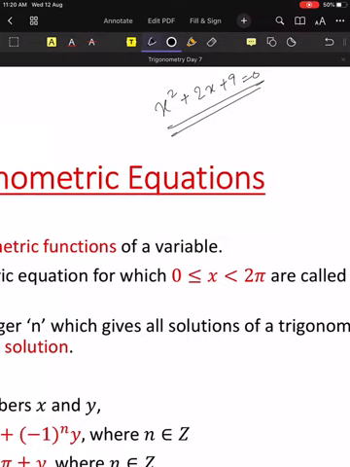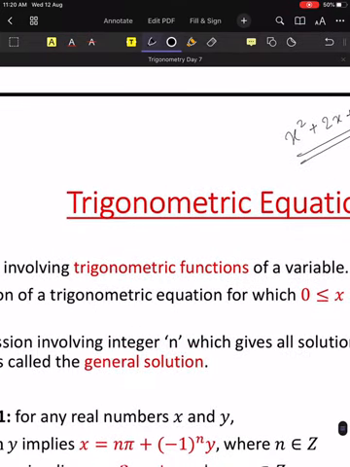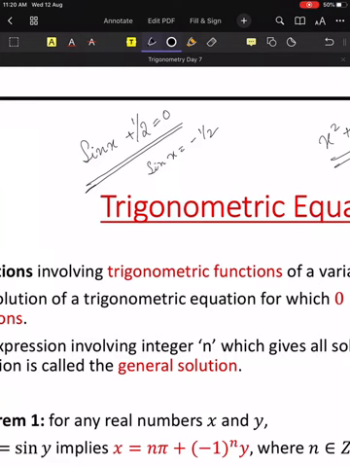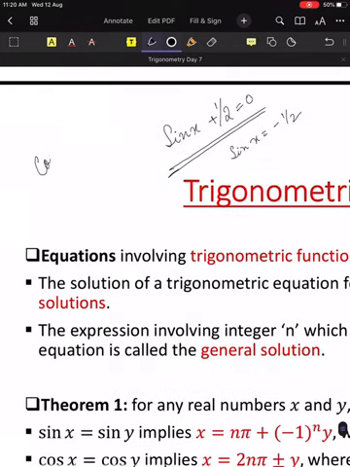Now, if we have an equation which has a trigonometric function of a variable, suppose I say sin x plus half is equal to 0. This one is a trigonometric equation because x is the variable and we are using the trigonometric function of that variable. So sin x is equal to minus half. So these are trigonometric equations, or we can say cos x is equal to 1. This is a trigonometric equation.